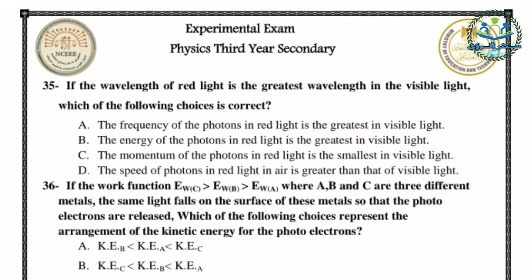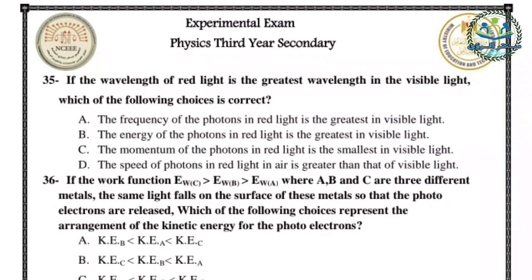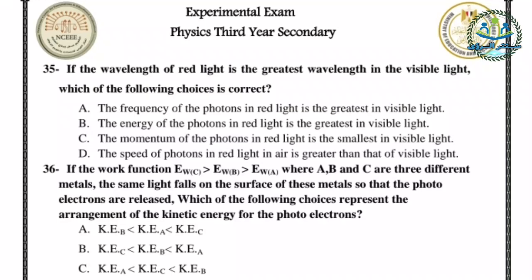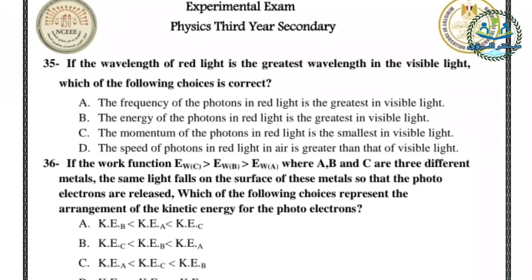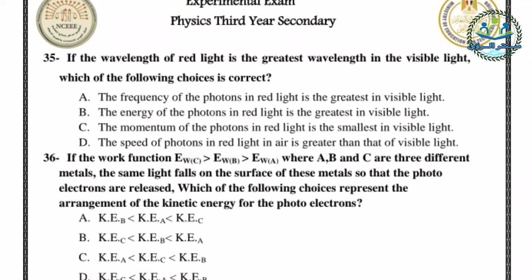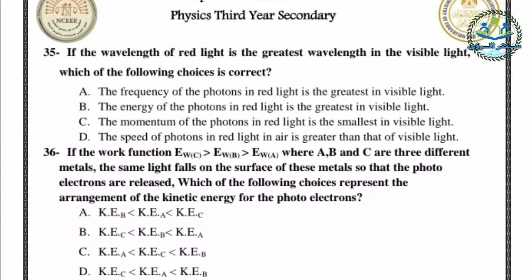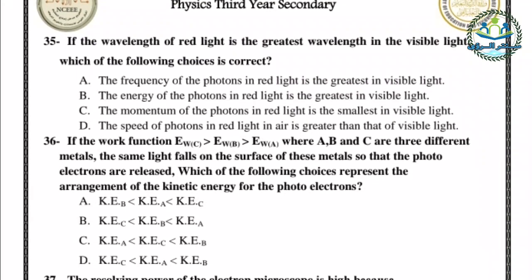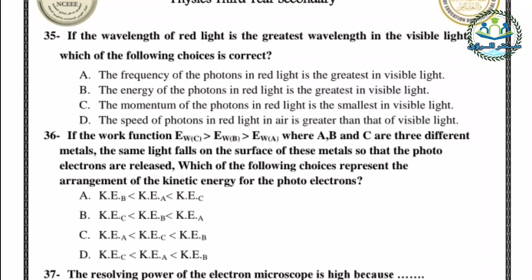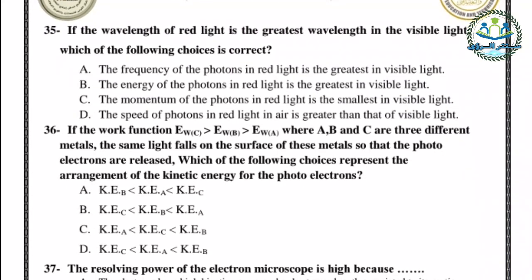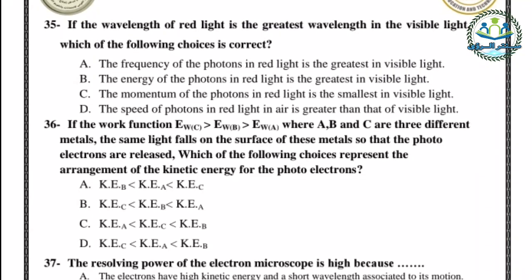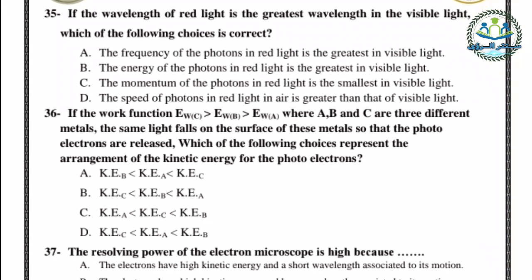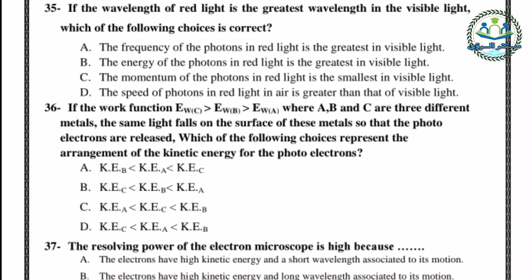35. If the wavelength of red light is the greatest wavelength in the visible light, which of the following choices is correct? A. The frequency of the photons in red light is the greatest in visible light. B. The energy of the photons in red light is the greatest in visible light. C. The momentum of the photons in red light is the smallest in visible light. D. The speed of photons in red light in air is greater than that of visible light.